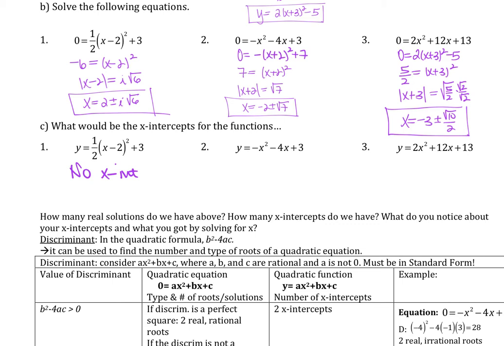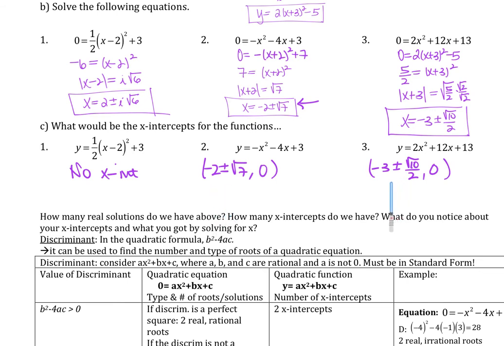For the second one, my x-intercepts are exactly as my solutions are because they are real. So we would have -2 plus and minus root 7. And same deal for number 3. We'd have -3 plus and minus root 10 over 2. So these are exact. If I were to actually graph these, I would put these into my calculator to get some approximate answers.